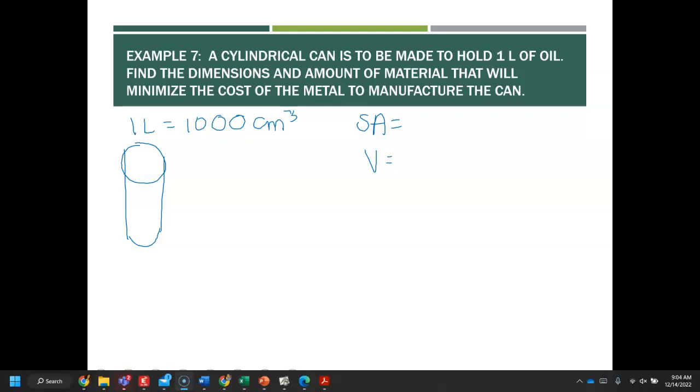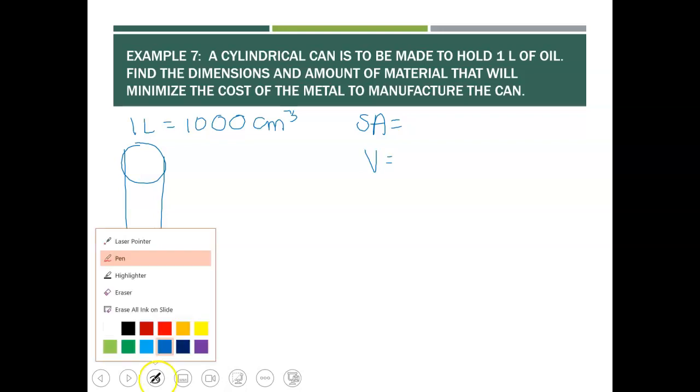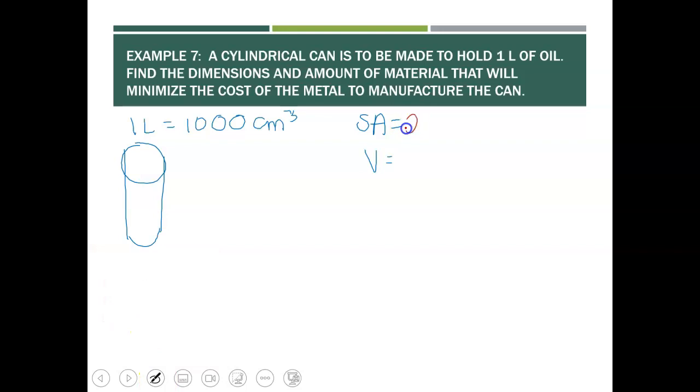So the surface area of a cylinder, think about a cylinder. You have a circle on top, a circle on bottom, and then if you open up a cylinder, it's really just a rectangle. So two circles. The area of the circle is pi r squared. We have two of them. And then you have a rectangle.